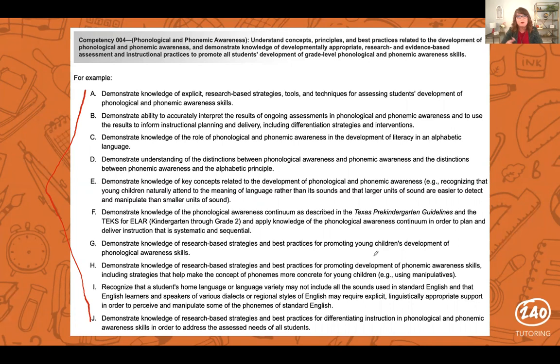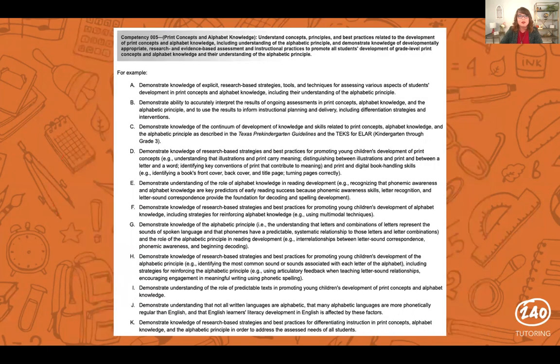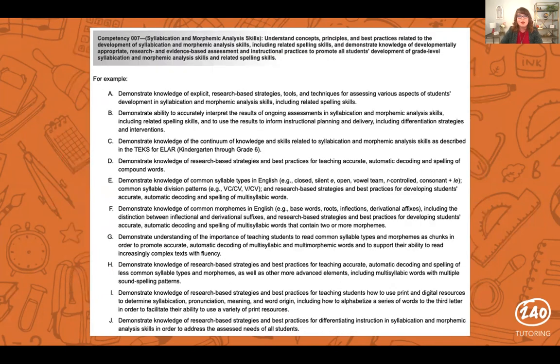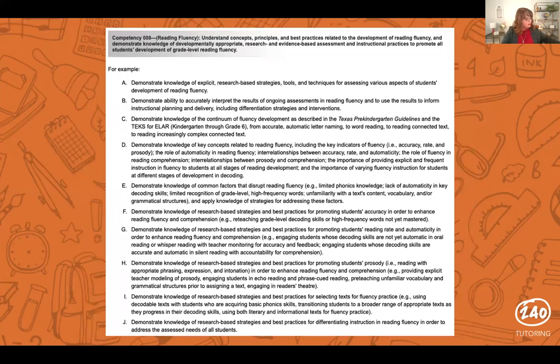So very important that you read the descriptive statements, and you can see these exist for competency 4. There are actually quite a lot of them for competency 5. Some of you are like, what's alphabet knowledge? What does that mean? It tells you down here the alphabetic principle. It's telling you, what do you need to look up? What do you need to know? Then if we look at competency 7, syllabication, if you don't know what morphemic analysis is, these descriptive statements are going to help you figure out what that entails. So I can't recommend enough that you read those descriptive statements.